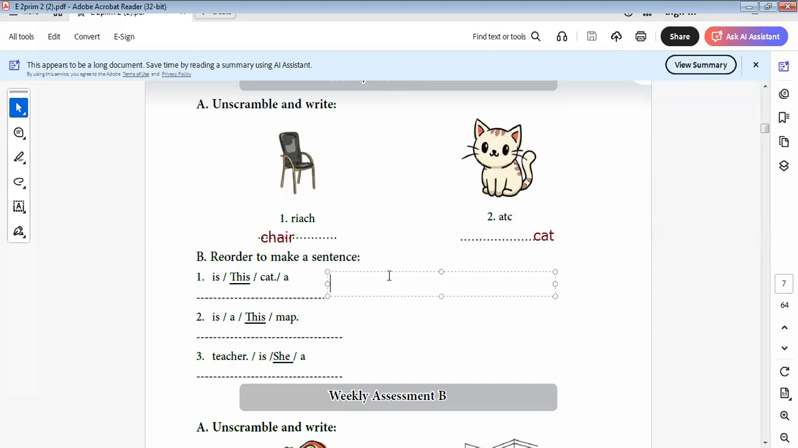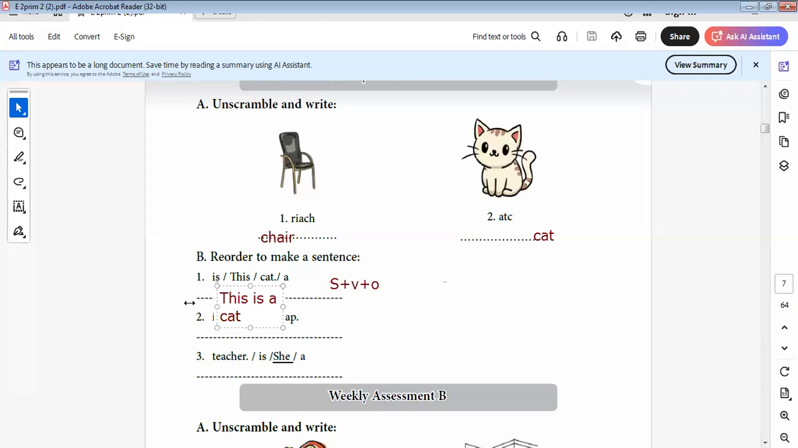Here is subject plus verb plus object. This is the rule that I keep with you during the grades. When we do this one, we must apply this rule on this sentence. How can I apply this rule? First, I select the subject. It will be here, this. This is the subject, verb, and object. This is a cat.